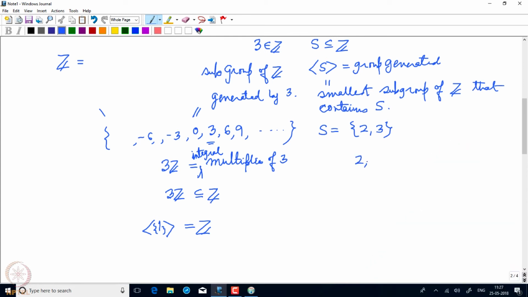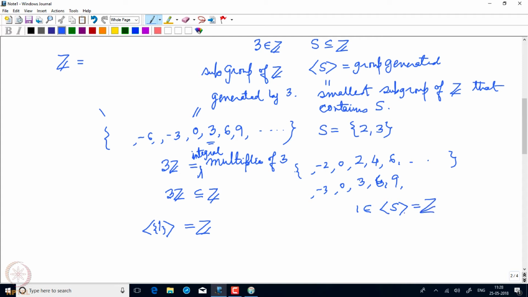See, if 2 is there, 4 has to be there, 6 has to be there and all that, 0 has to be there, minus 2 has to be there and like that. And since 3 is there, all multiples of 3, 3, 6, 9, all of them have to be there as I said. But then since 2 is there and 3 is there, the difference of them also has to be there. So 1 also has to be there in the subgroup generated by S. And since 1 is there in the subgroup generated by S, the subgroup generated by S is actually Z.